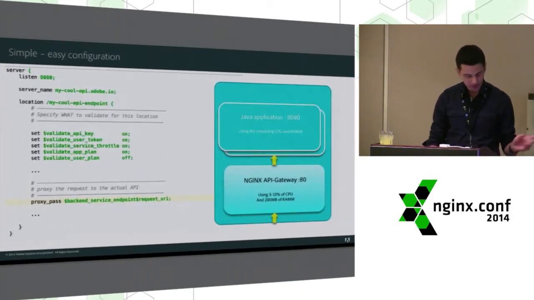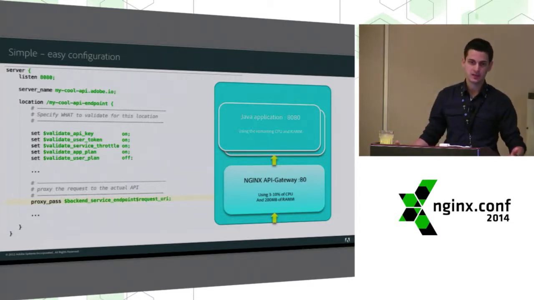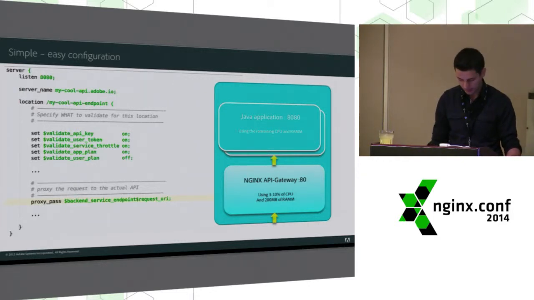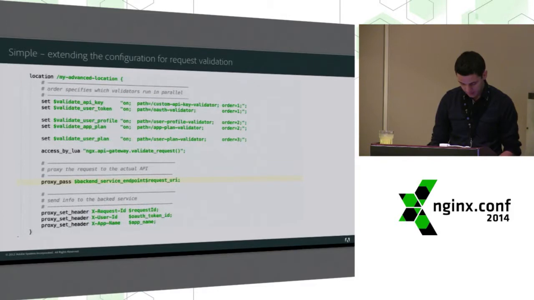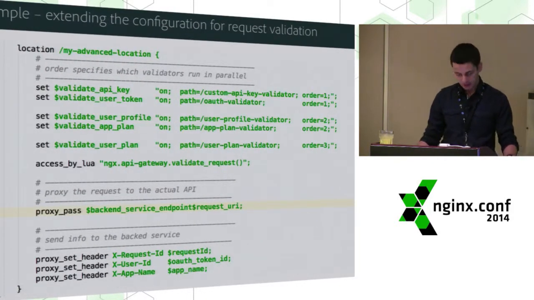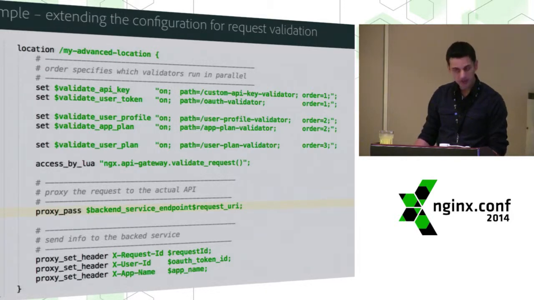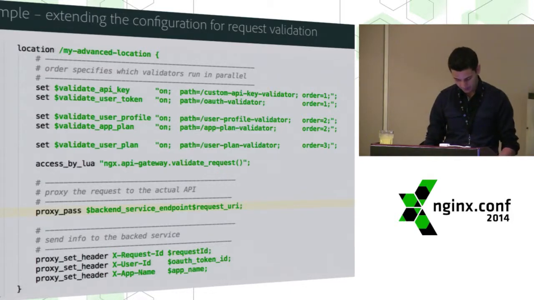After we did this type of validation, we realized that we don't want to validate everything upfront. For instance, if the API key is not valid, what's the point of validating the user and the app and the plan? So we had the need to put these validators in some order. You see here, validate API key on, it goes to an internal path to validate, and the order is 1. Validators with the same order execute in parallel. So we set order 2, order 3, so that you can play with this.